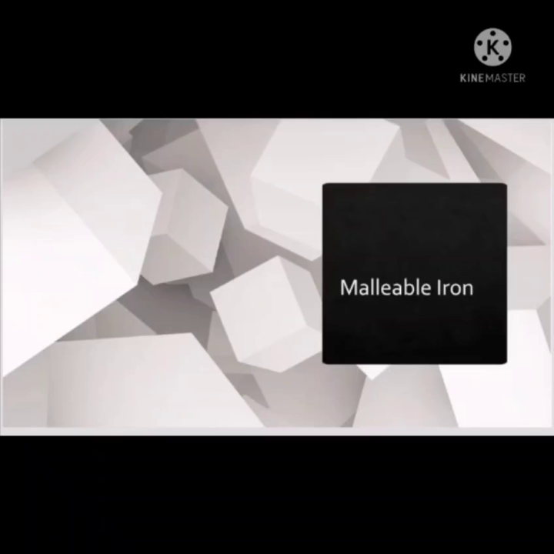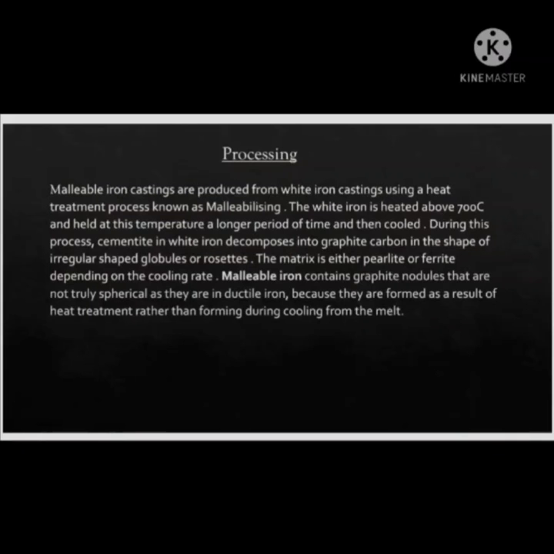Now let us look at the processing of malleable iron. Malleable iron castings are produced from white iron castings using a heat treatment process known as malleabilizing. So, now we can see what the malleabilizing process is.